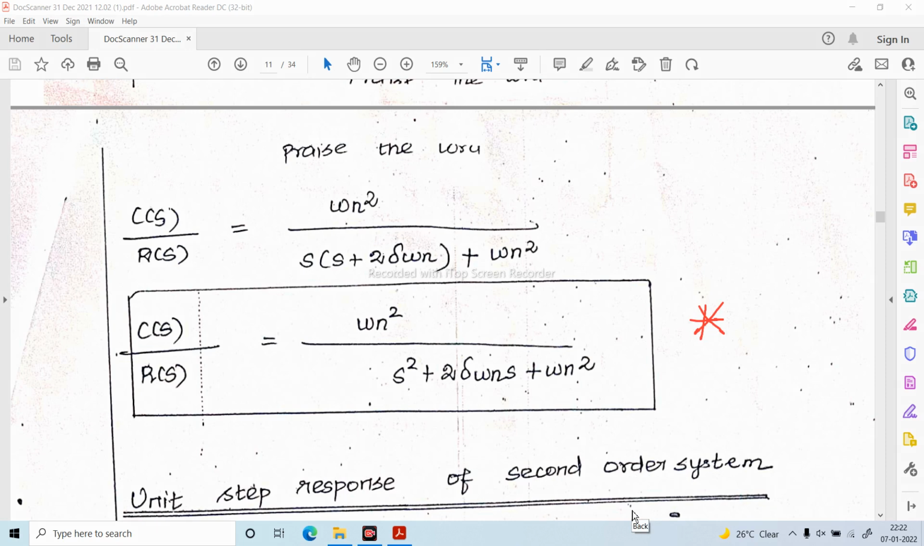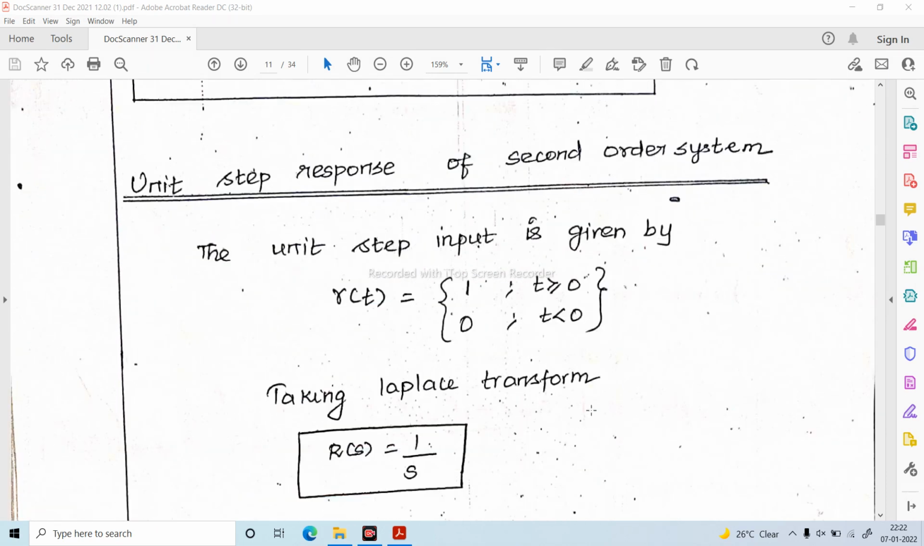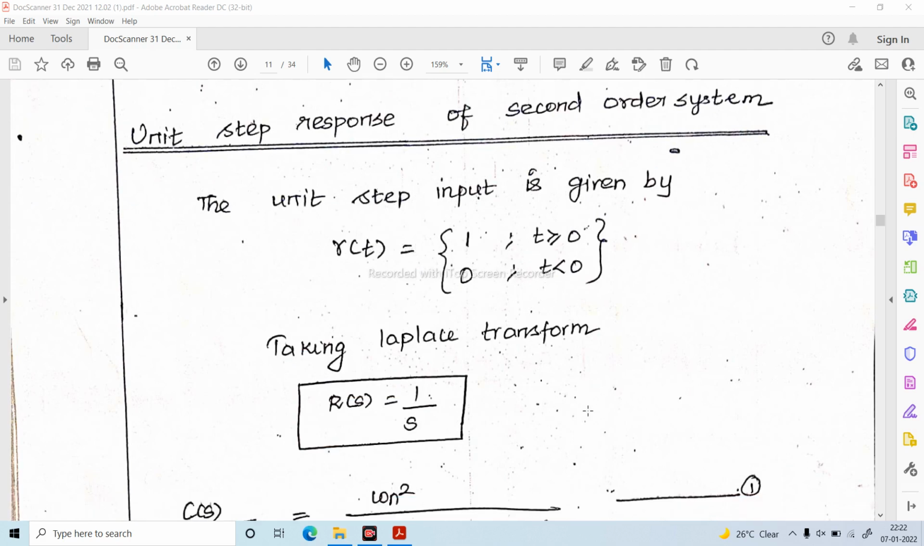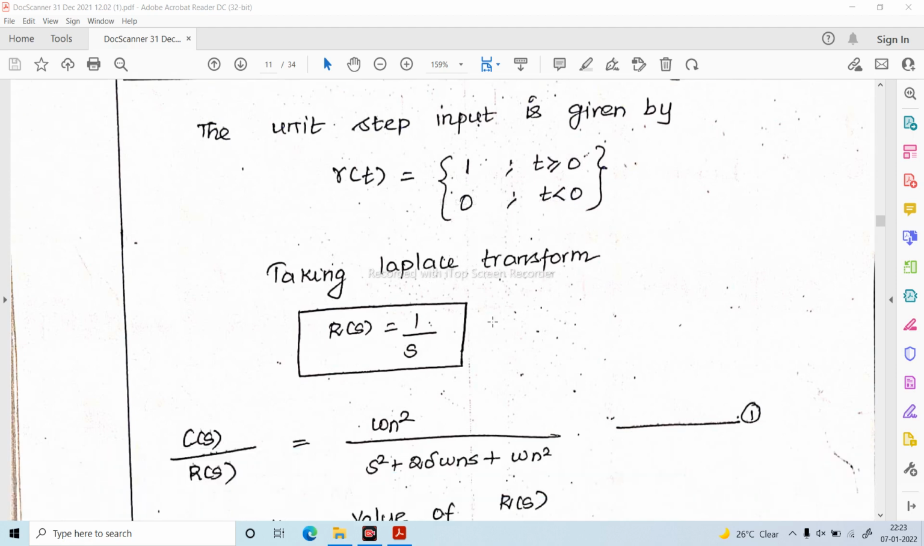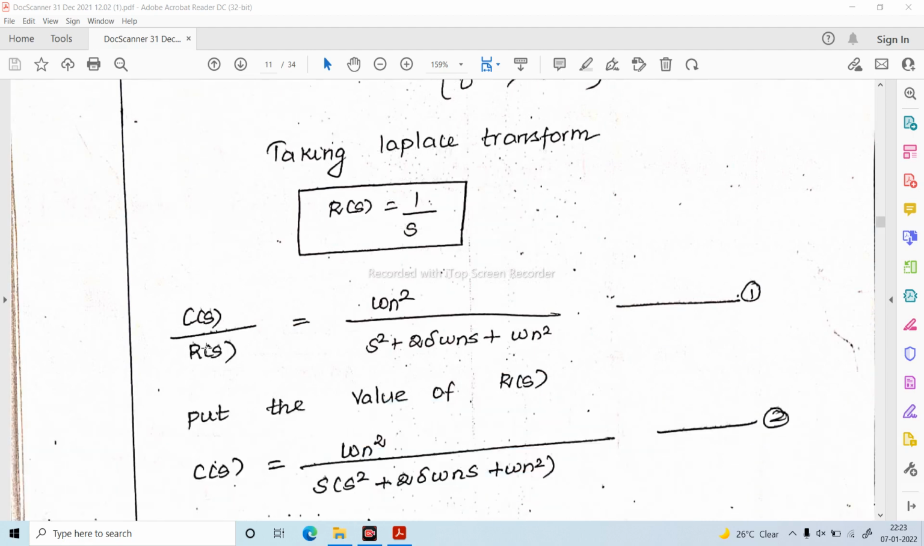Okay, next I am going to explain the unit step response of the second order system. First, the unit step input is mathematically represented as r of t is 1 when t is greater than or equal to 0, and 0 when t is less than 0. Then I take the Laplace transformation, which I have already explained. So R of s equal to 1 by s. And next, the same equation once again, you have to write C of s divided by R of s equal to omega n square divided by s square plus 2 delta omega n s plus omega n square.